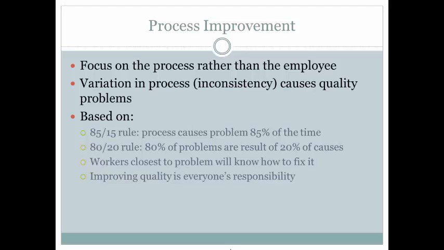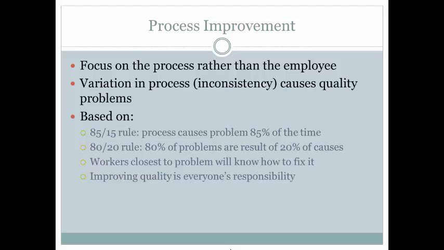There are two very important rules when it comes to process improvement. The first is the 85-15 rule. This tells us that the process is causing the problem 85% of the time, which takes us back to focusing on the process rather than the employee.